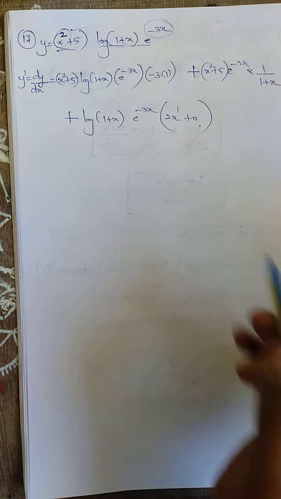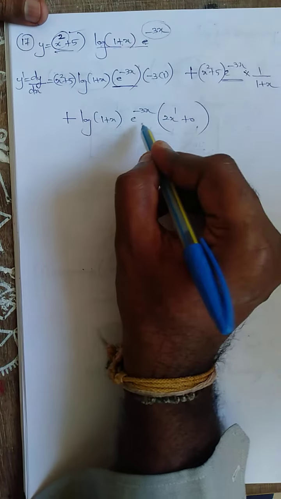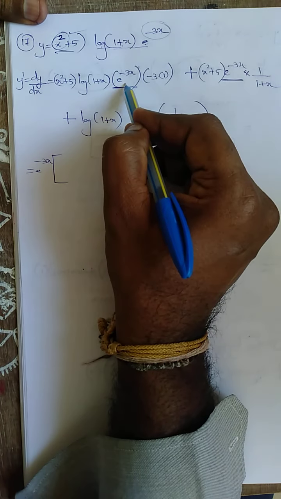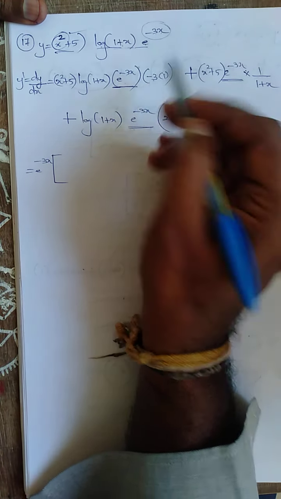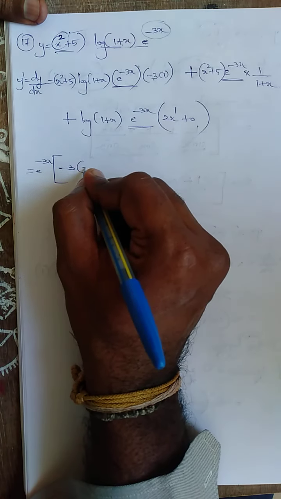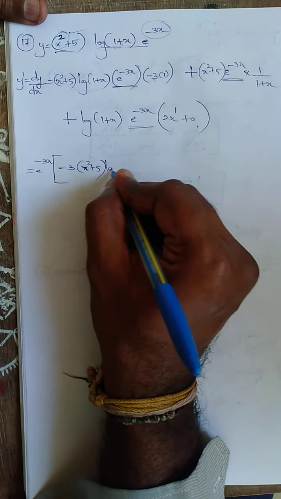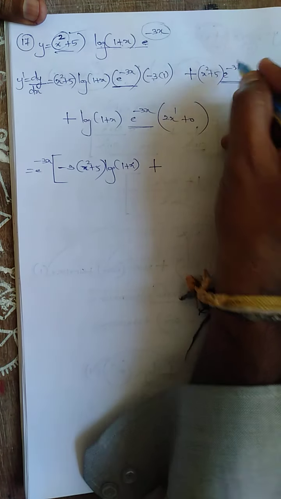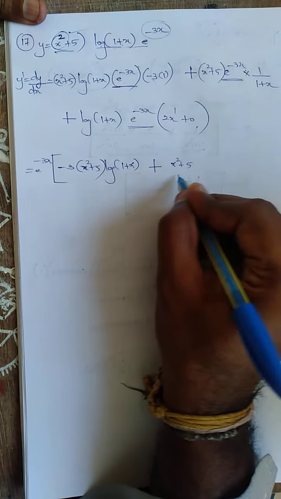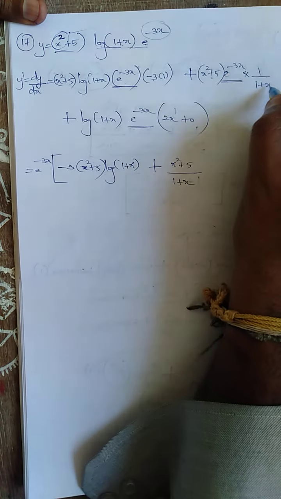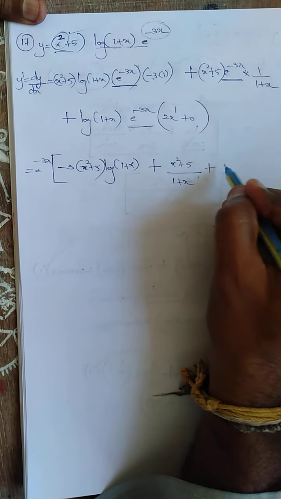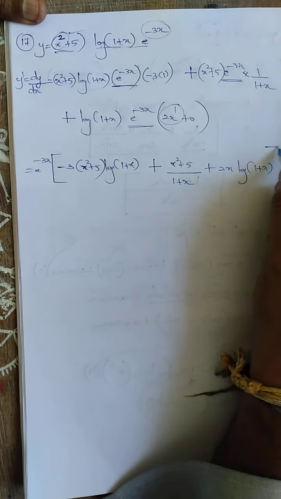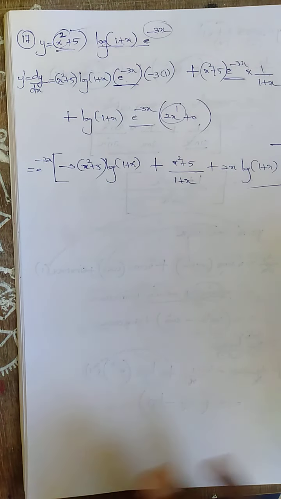So totally what is common, check it. E power minus 3x is common, so put e power minus 3x outside. This one is going to be minus 3, x square plus 5, log 1 plus x. Next, plus, e power minus 3x moved outside, x square plus 5 divided by 1 plus x. E power minus 3x moved outside, so 2x remains, 2x log 1 plus x. So we have finished this sum.